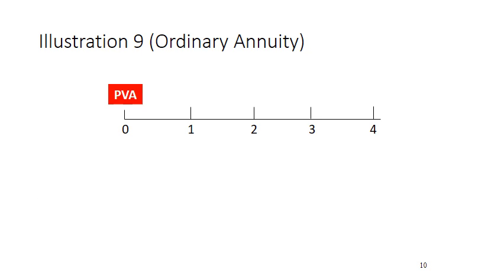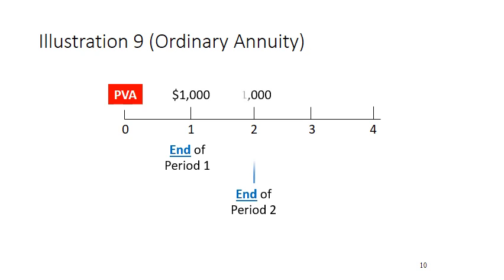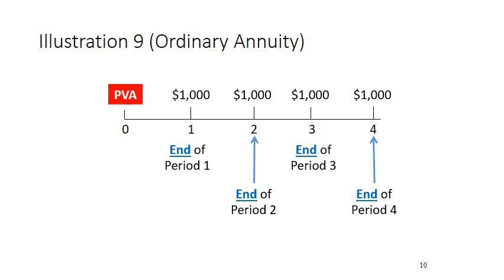Illustration 9. Ordinary annuity. This time the present value will have an additional A, right? We use the additional A to denote annuity. So take note, ordinary annuity is at the end of each period. For example, the end of period 1 will be here. Same thing for end of period 2, end of period 3, and end of period 4. Take note, all the cash flow will be at the end of each period.